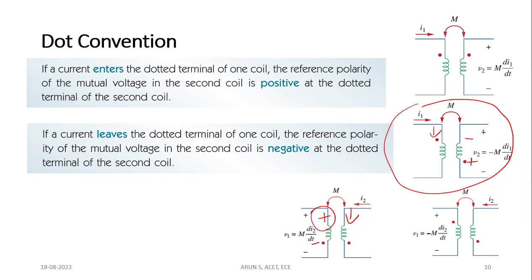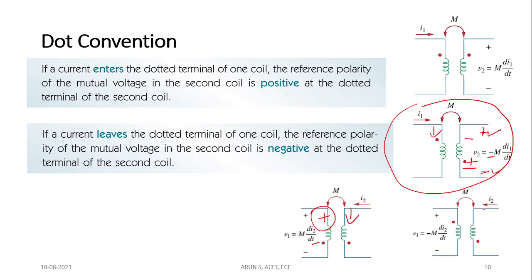So here they are asking plus minus, what is the voltage? It is just opposite to this, so that is why I am writing minus V2 equal to minus M dI1 by dt. Because the generated positive is here, negative is here, but in the diagram they are asking positive here and negative here. The polarity is different, so negative sign comes.